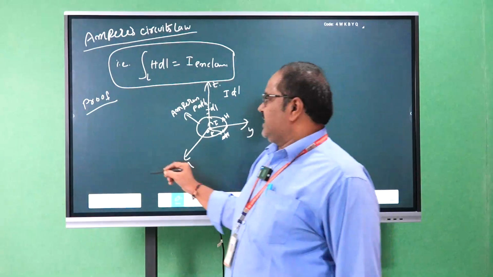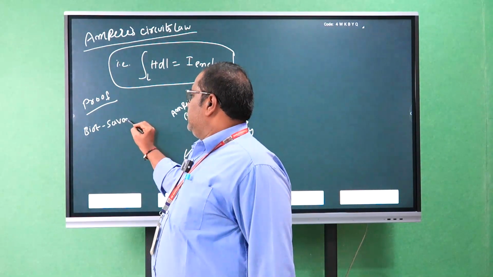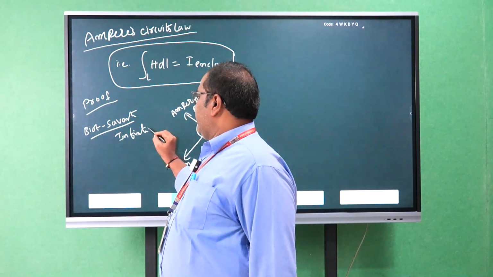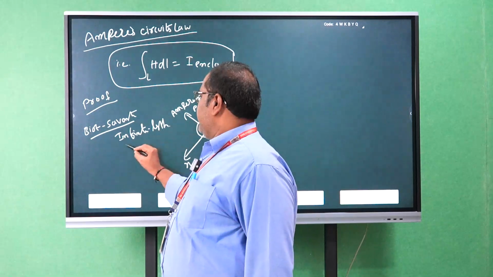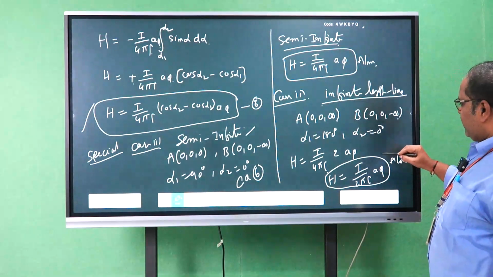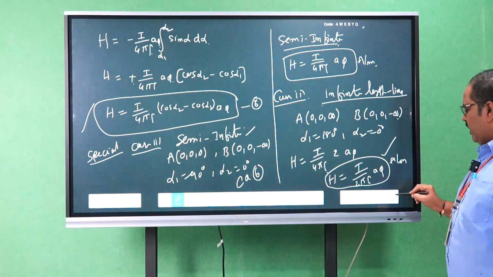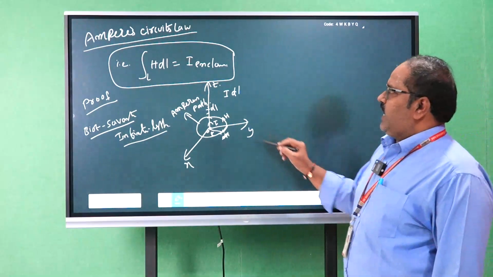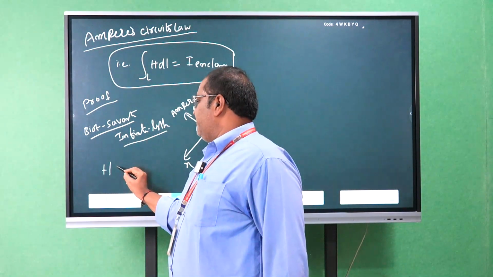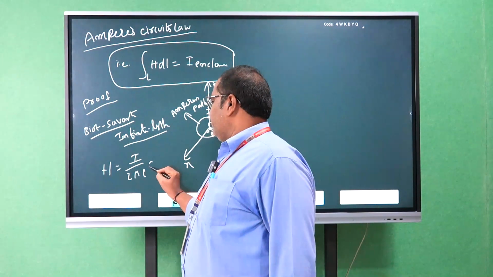But according to Biot-Savart's law, for an infinite length line, I already discussed this previously. What is the formula? H is equal to I by 2 pi rho a phi. This formula is applicable to Ampere's circuital law. Therefore, the magnetic field intensity H is equal to I by 2 pi rho a phi.